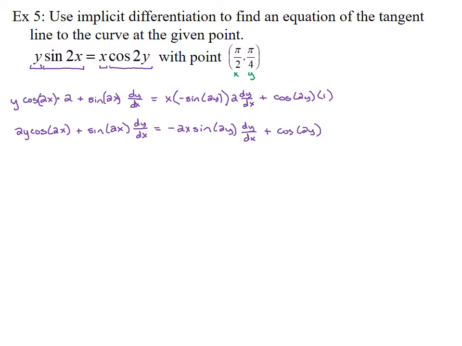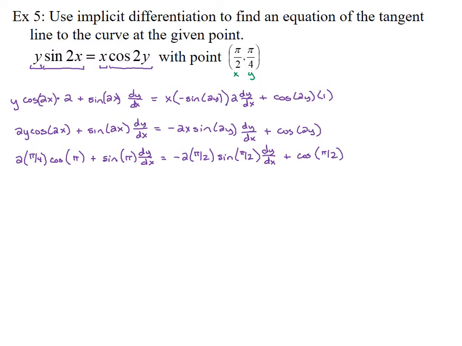So everywhere I see an x, I'm going to plug in pi over 2. Everywhere I see a y, I'm going to plug in pi over 4. So here we go. This is going to be 2 times pi over 4 times the cosine. Now I got to double this, so 2 times pi over 2 is pi, plus the sine, got to do it again, so sine of pi. Remember, dy dx is the only thing you won't know here, so just leave those alone. This equals negative 2 times pi over 2 times the sine of, if I double pi over 4, that's pi over 2 dy dx, plus the cosine of double pi over 4 again, and that's pi over 2.